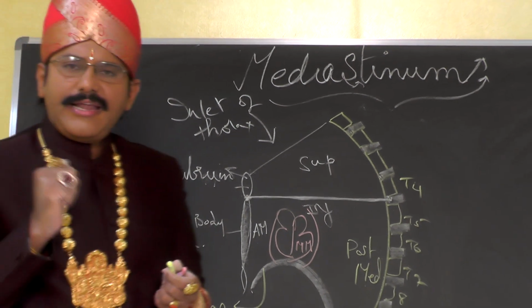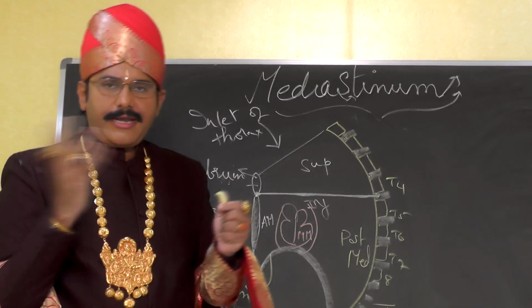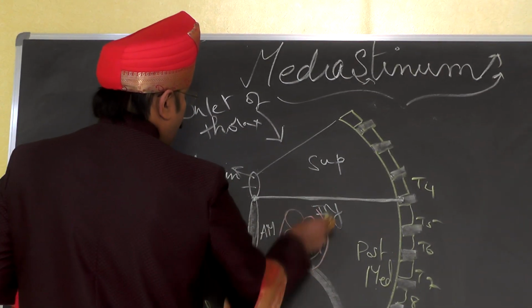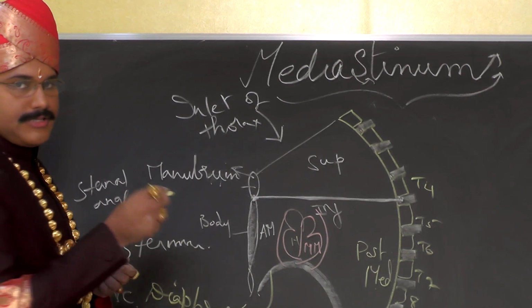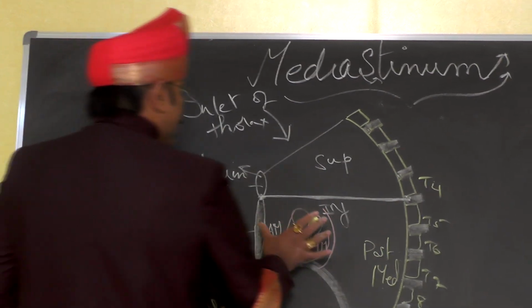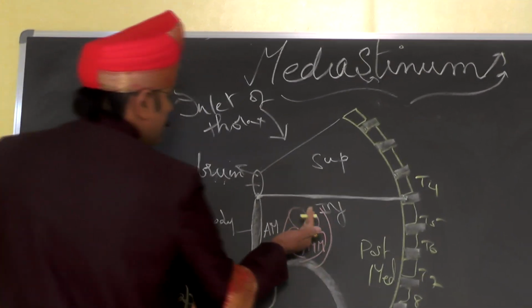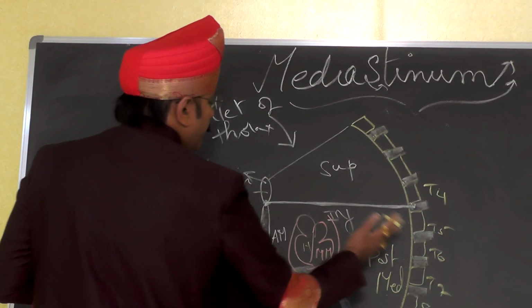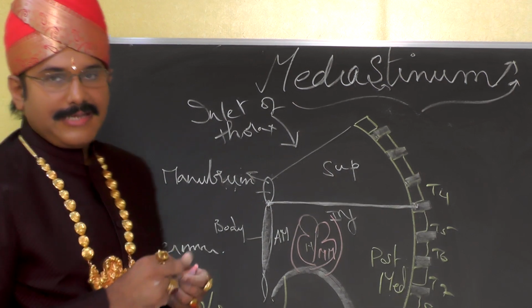Now, what is dividing the inferior mediastinum into anterior and posterior? The presence of the heart in the pericardium. The heart, along with its pericardium, where it is present, is called the middle mediastinum. Anterior to it is the anterior mediastinum. Posterior to it is the posterior mediastinum.